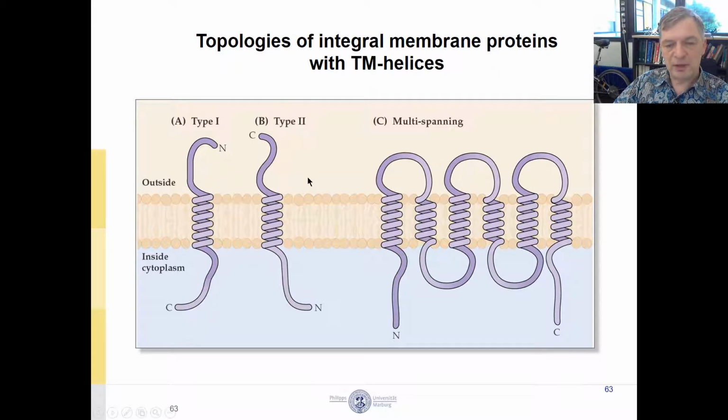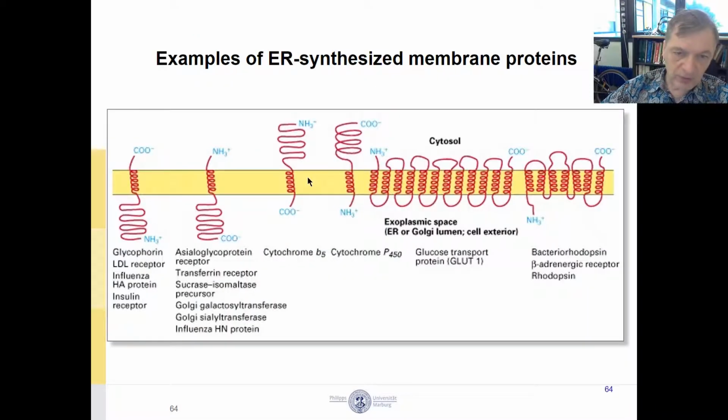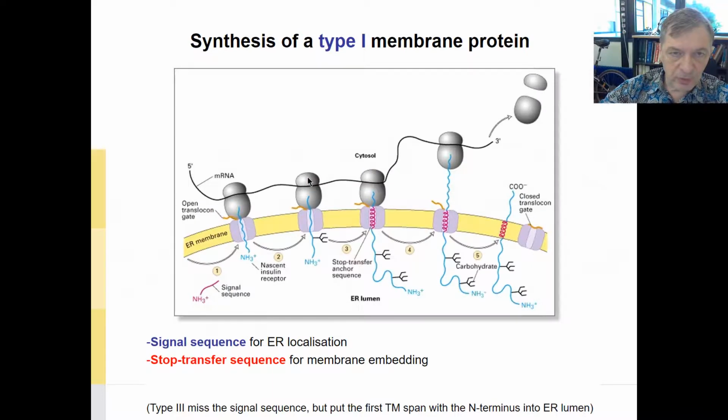So that's interesting. We translocate something, and actually it has to get into both orientations. Here is some overview of the different kinds of protein, but I just skip this quickly, because it's just for simplicity. So how is a type 1 membrane protein synthesized?